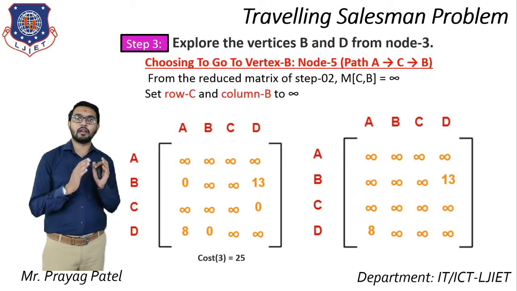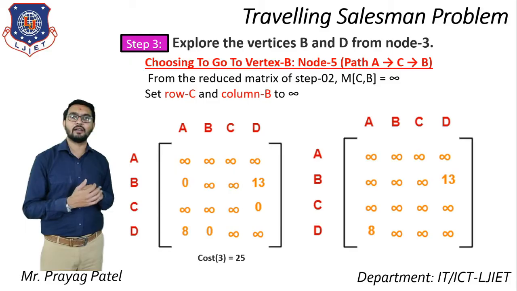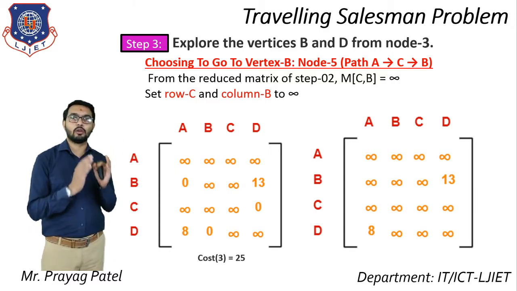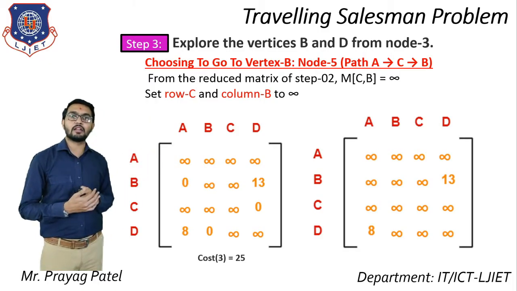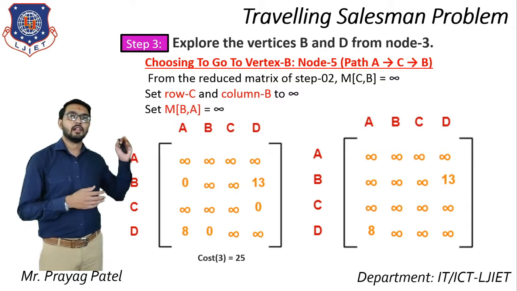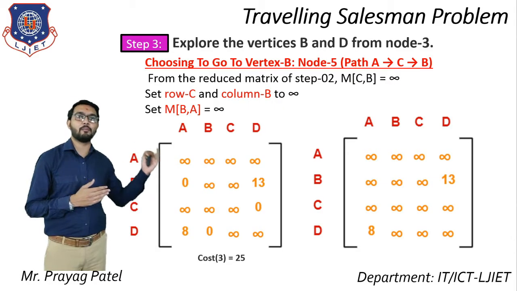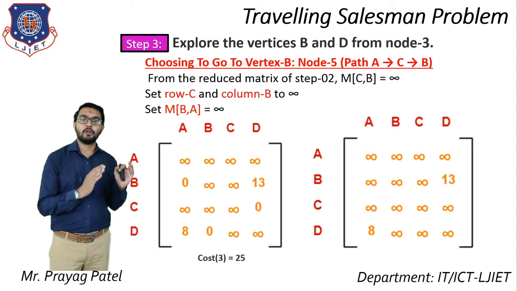Now set the row and column as infinity. Which row and which column? Here consider the last two elements only. So consider row number C and column number B as infinity, and consider the location from last to first. Our path is A to C to B, so the reverse of this path is B to A. So set M[B][A] equal to infinity.